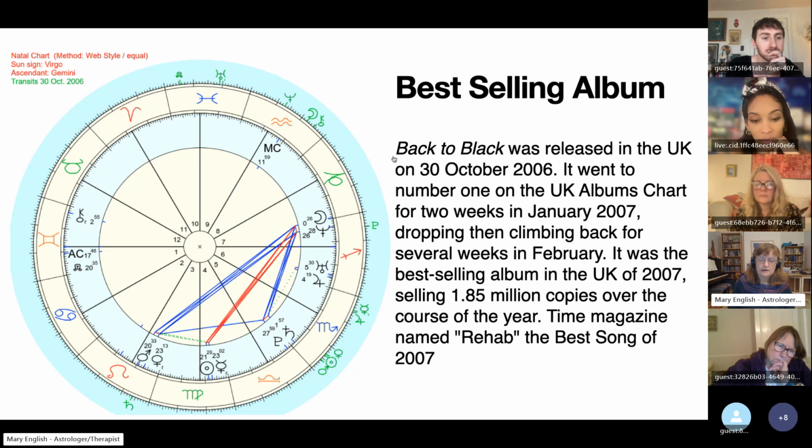So it's a very good song, by the way, but it's a bit sad. Now, I want you to look at Saturn. That's the planet of responsibility. That's now started approaching her chart. She's got a one-sided chart.